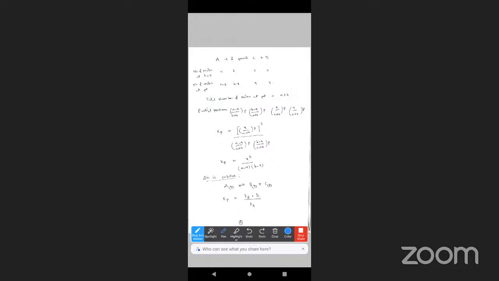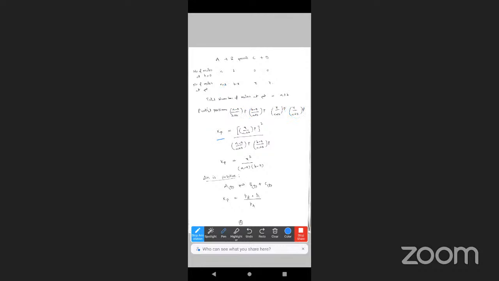Then the partial pressure of A is (A minus X) by (A plus B) into P. And for B, (B minus X) by (A plus B) into P. That is total pressure. And coming to C, X by (A plus B) into P, that is the partial pressure of C at equilibrium. And the fourth one is X by (A plus B) into P at equilibrium.